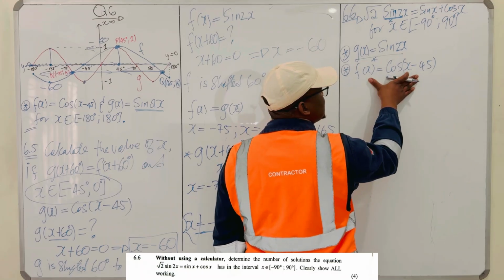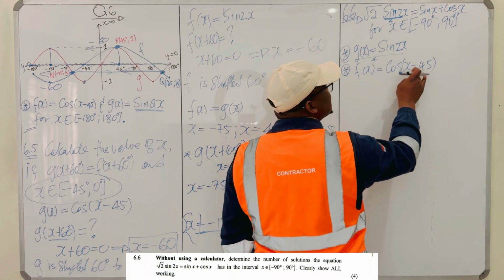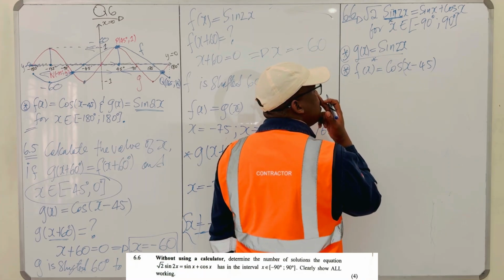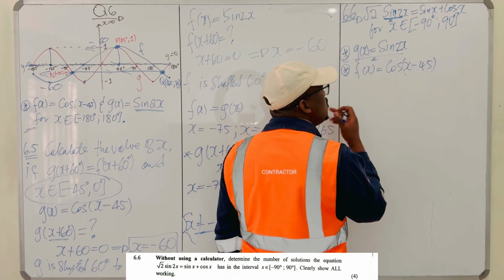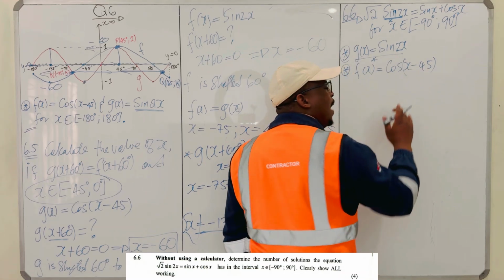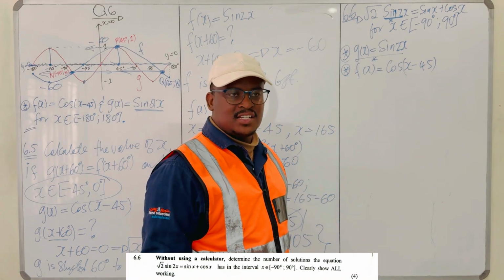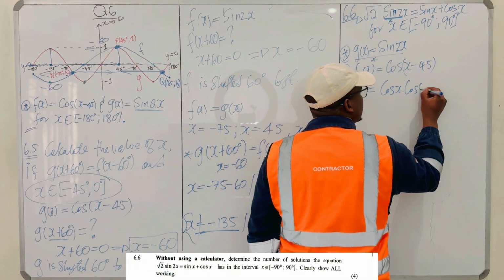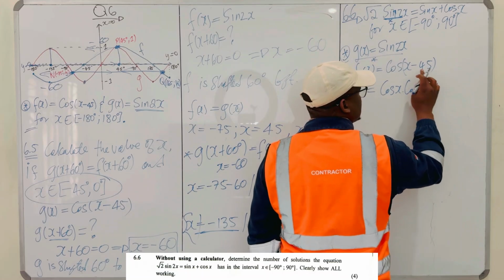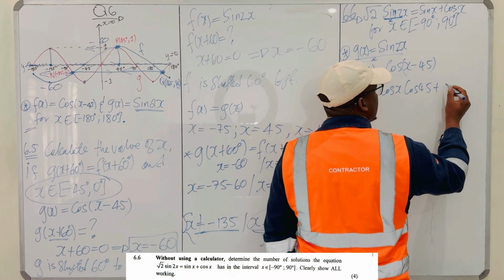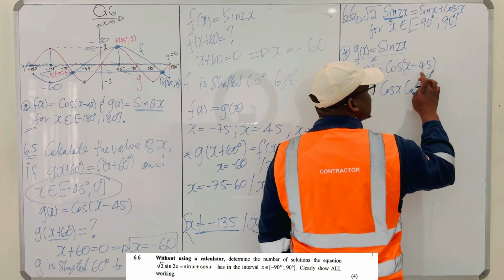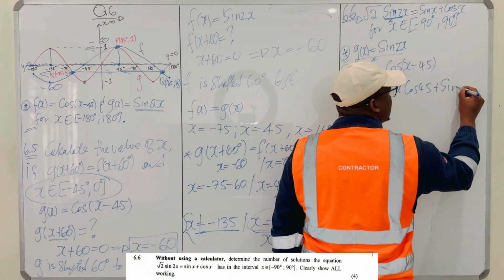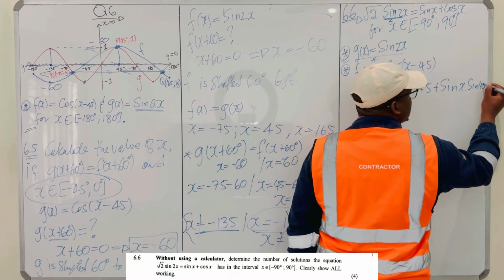So if you look at this, is this similar to that? Not much, right? But we know that we can expand this by our compound angle identity. And if you do that, you'll find that this is cos x cos 45 degrees, plus sine x sine 45 degrees.